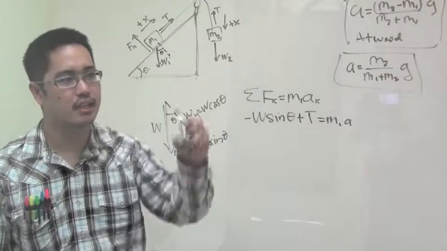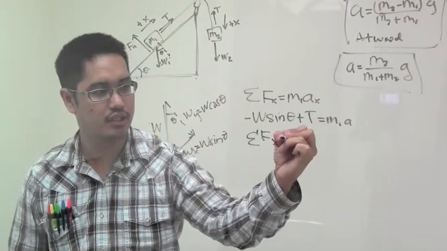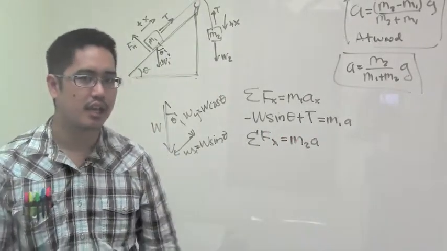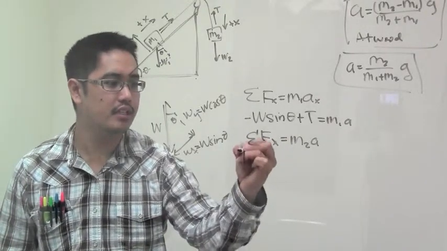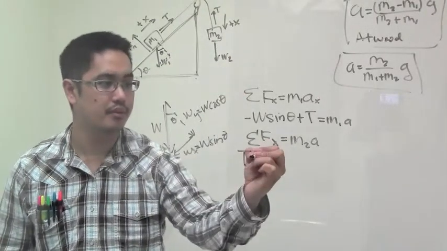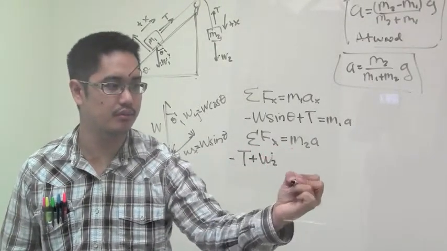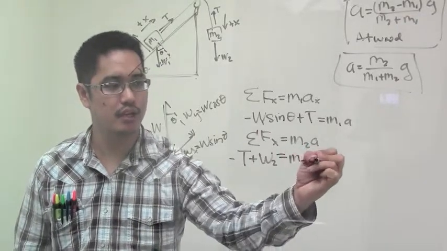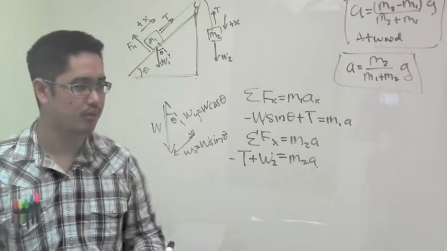Now I'm going to go on the second object over here. So I'm going to do sum of the forces in the x direction is equal to mass 2 times acceleration. And, alright, I've got a T, which is pointing up. So that's negative T, plus W2 is equal to M2A. By the way, I just put a little subscript 1 on that W just so I can remember what I'm doing here.